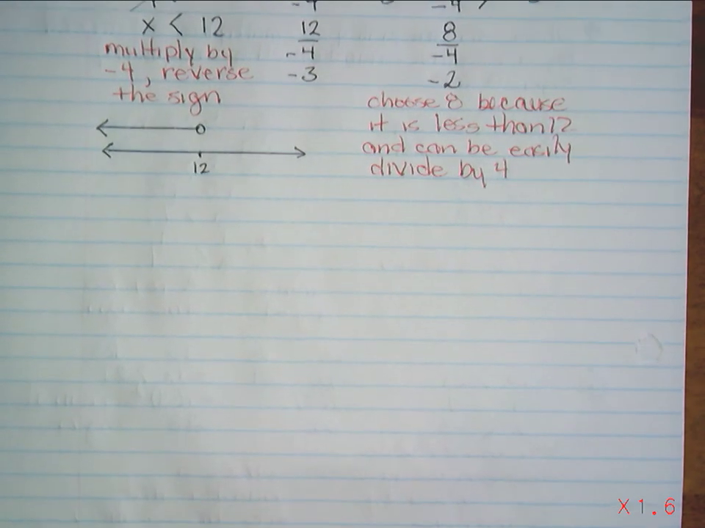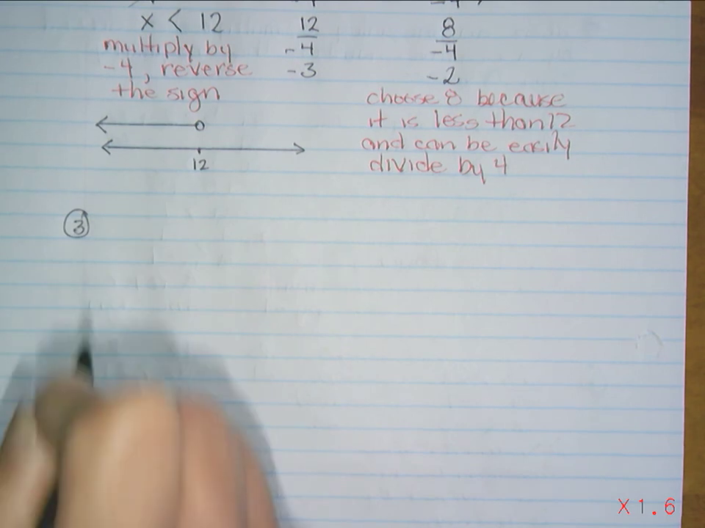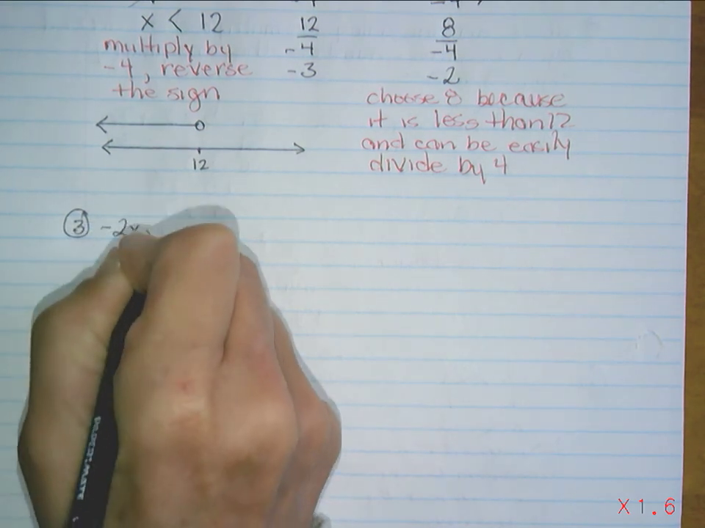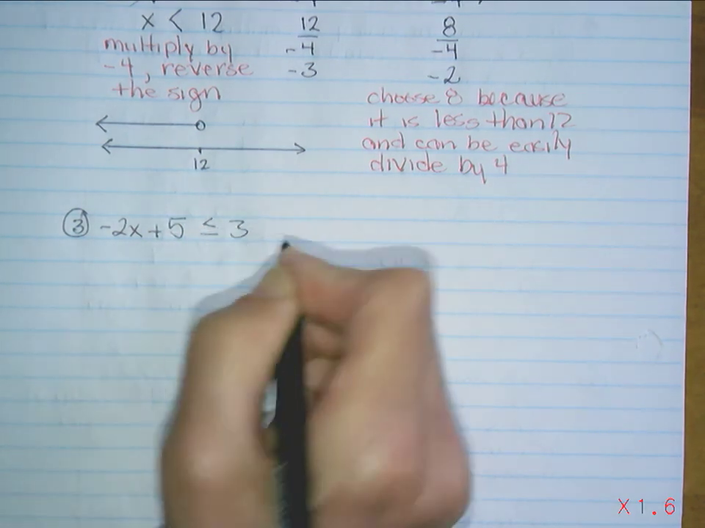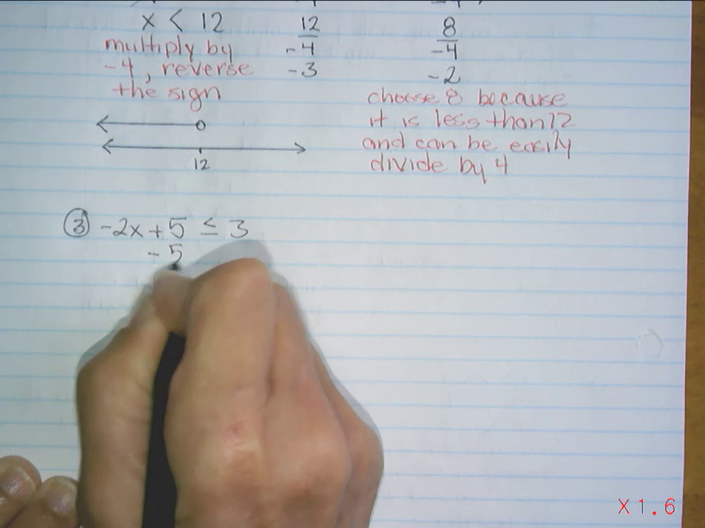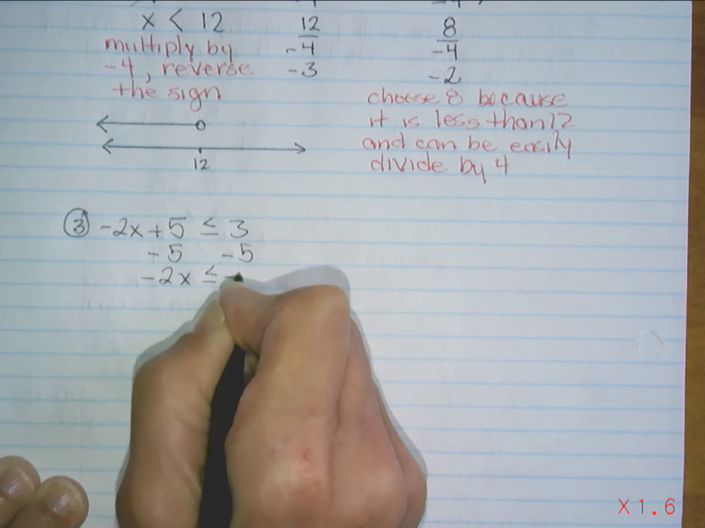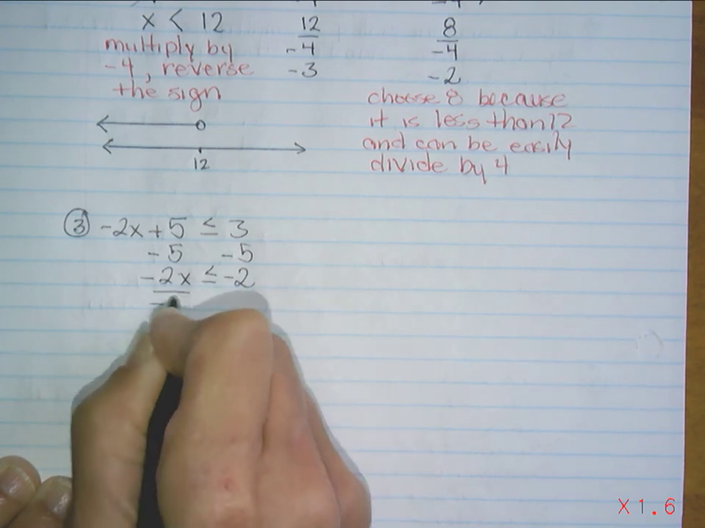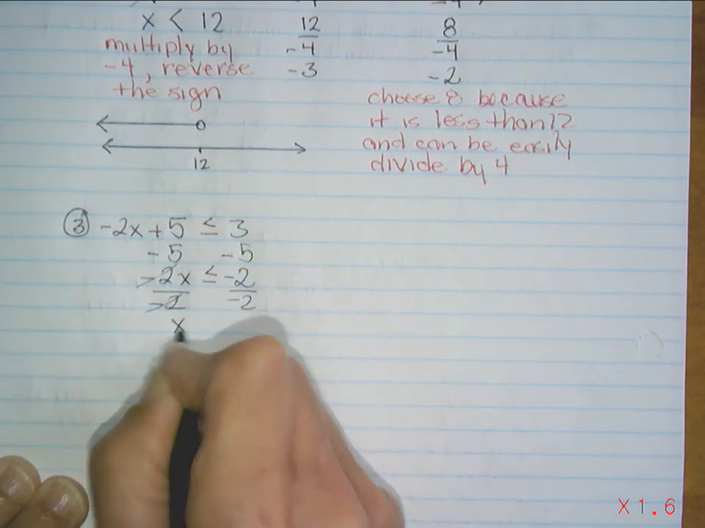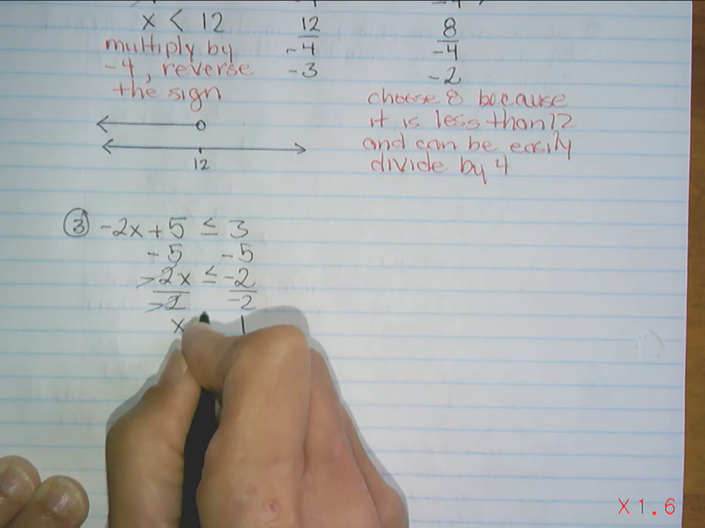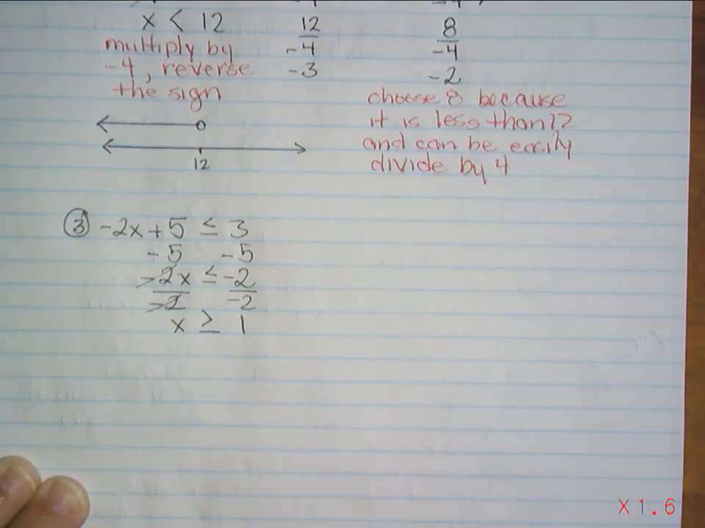Okay, and one more question and we'll call it done for our very last note for this unit. Negative 2x plus 5 is less than or equal to 3. So I'm going to subtract 5 from both sides. Negative 2x is less than or equal to negative 2. I have to divide both sides by negative 2, so the negative 2's cancel. And I've got x, and I've got 1, but I divide it by a negative, so x is greater than or equal to 1.